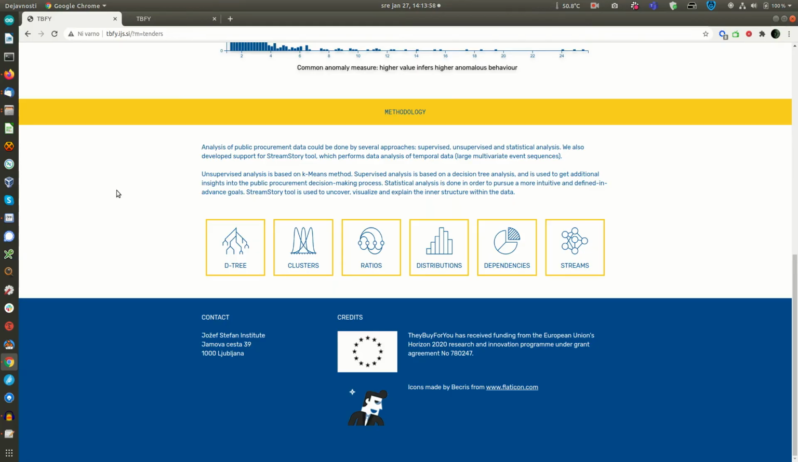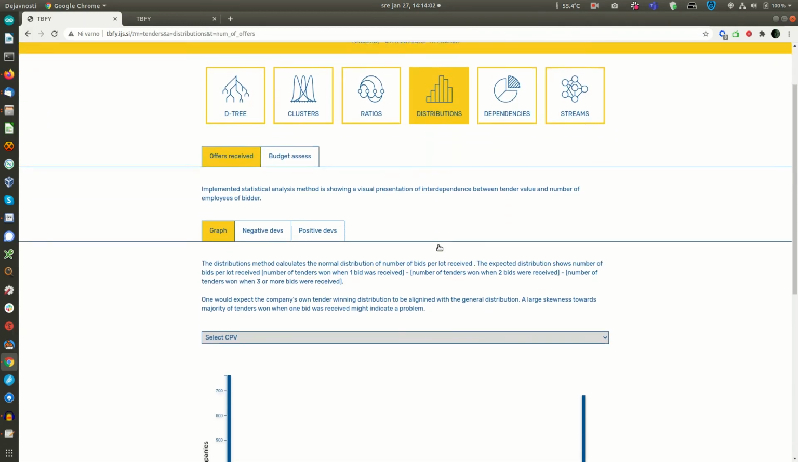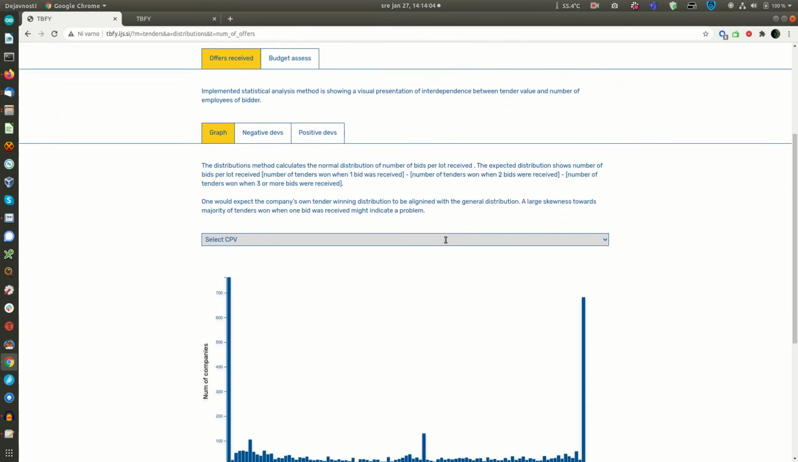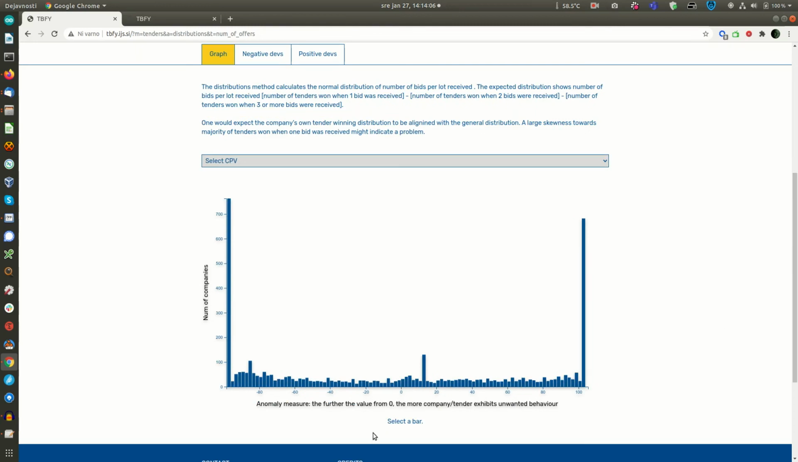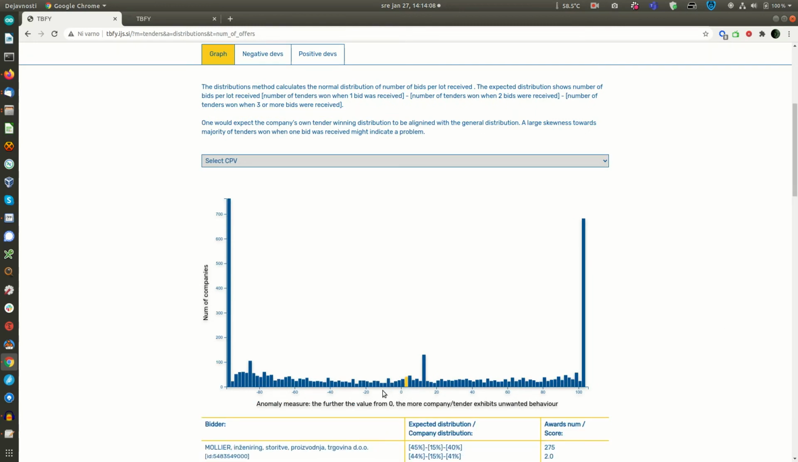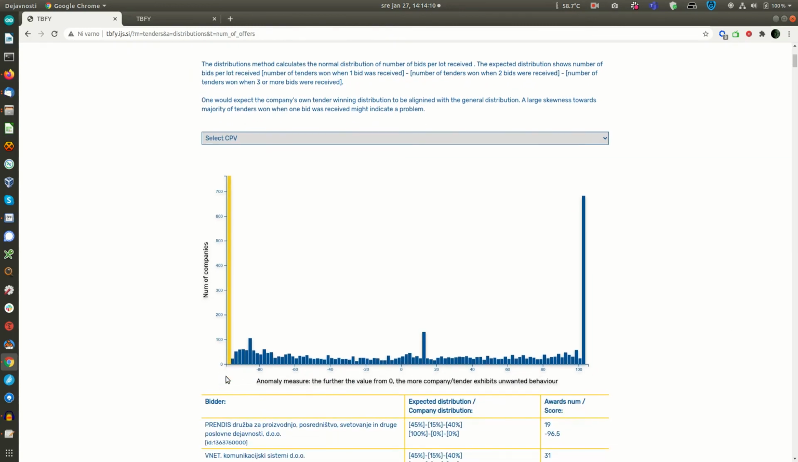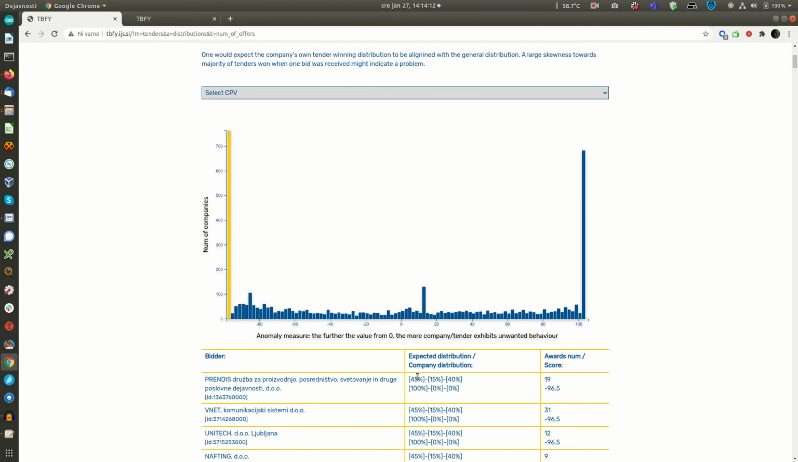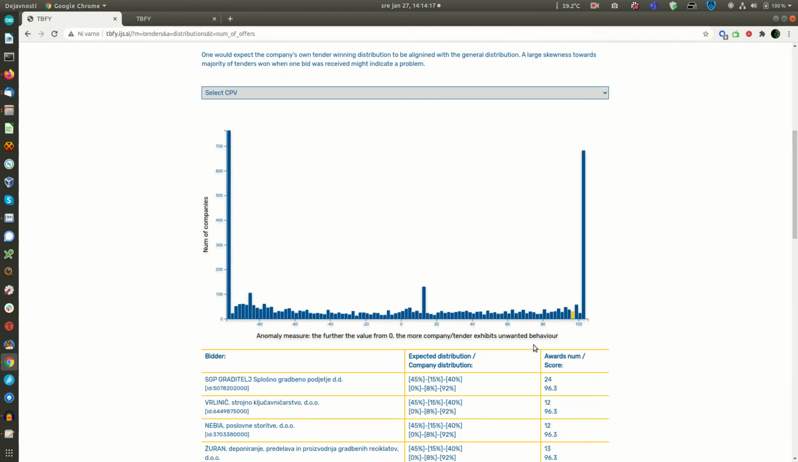Another anomaly detection method is distributions. This method calculates the normal distribution of the number of bids per lot received for the whole dataset and compares that with the company's own tender winning distribution. A large skewness towards the majority of tenders won when one bid was received might indicate a problem.